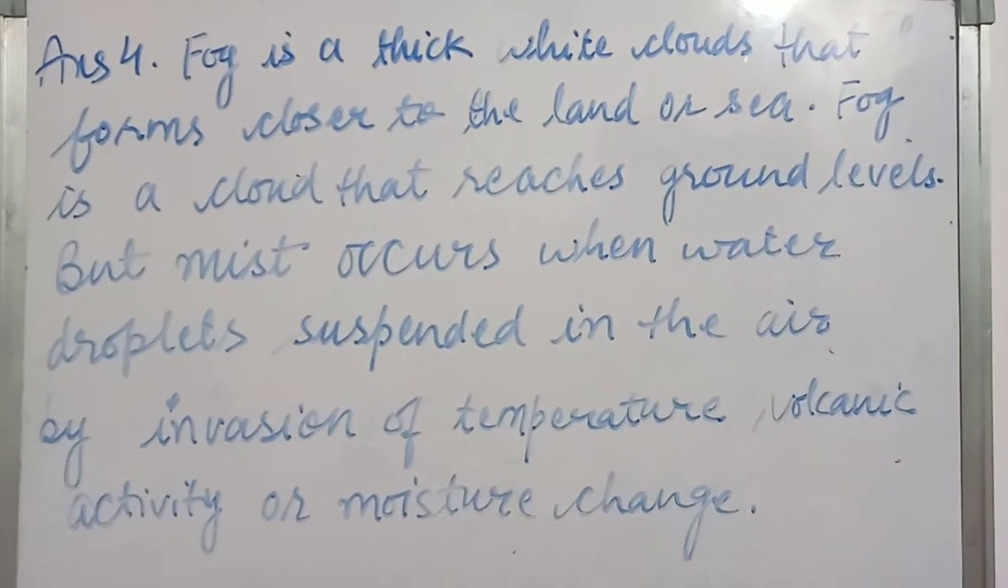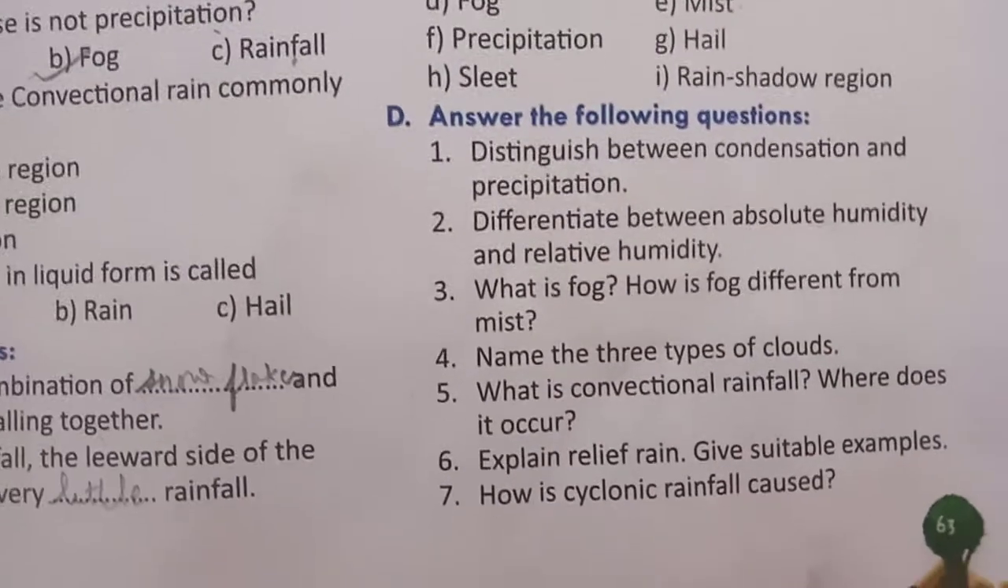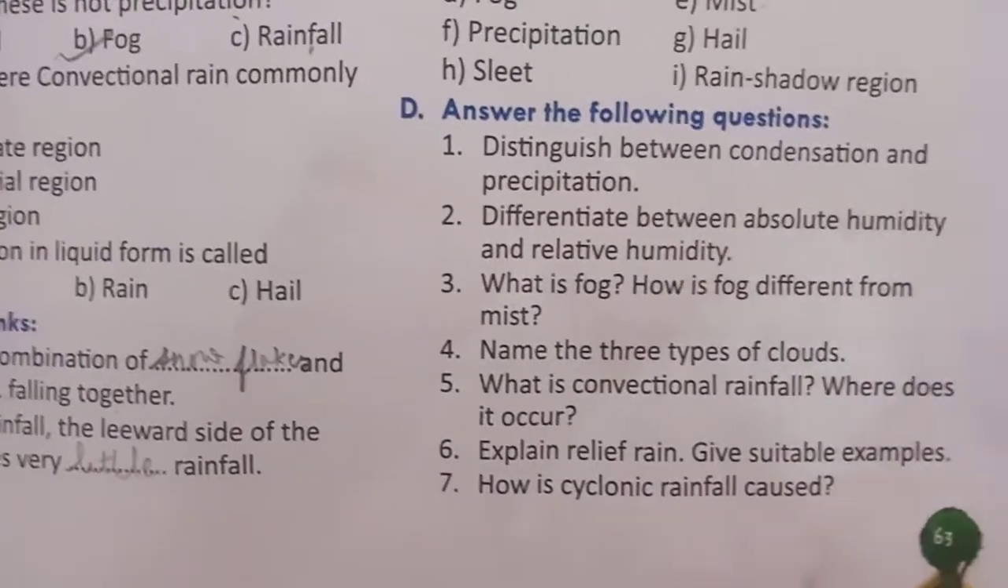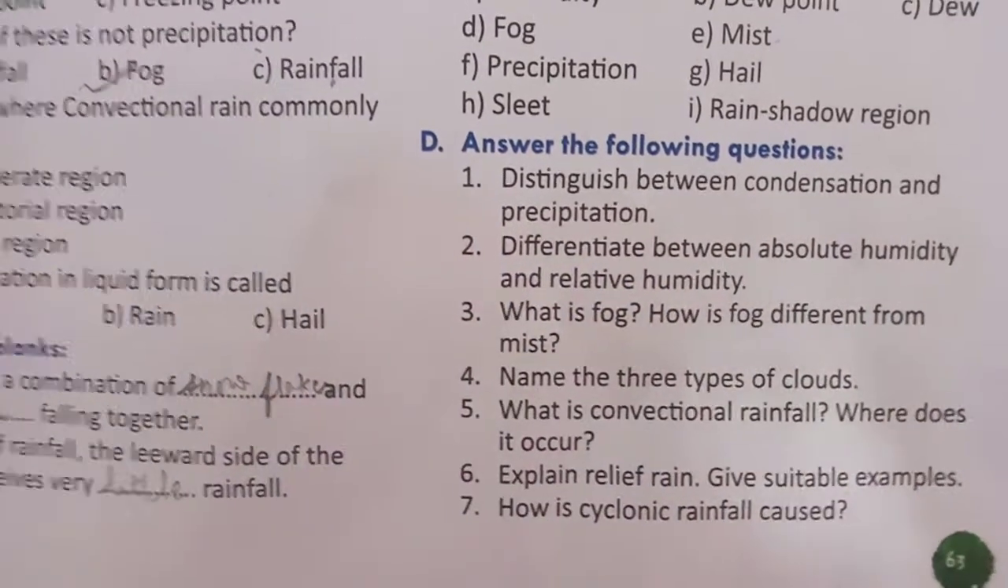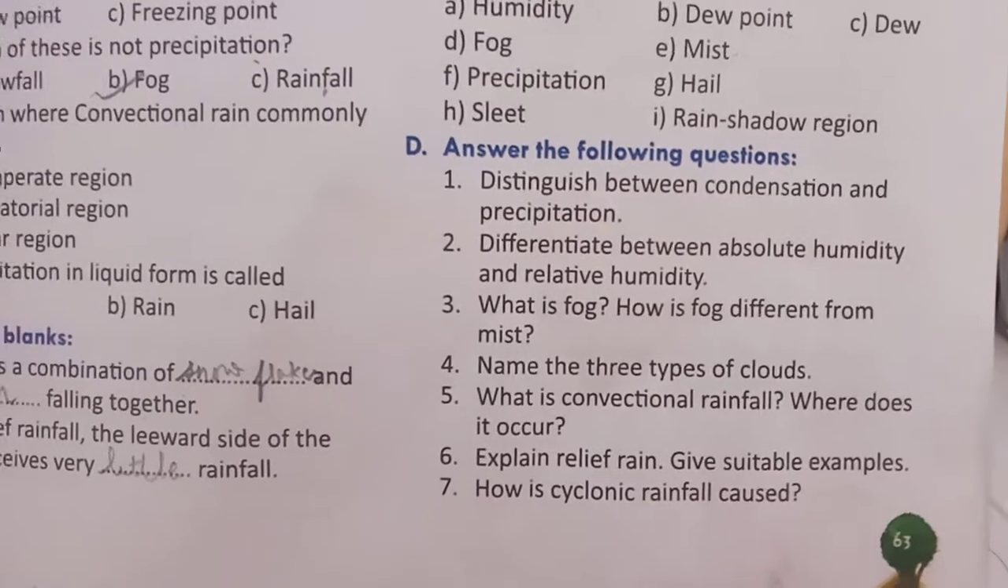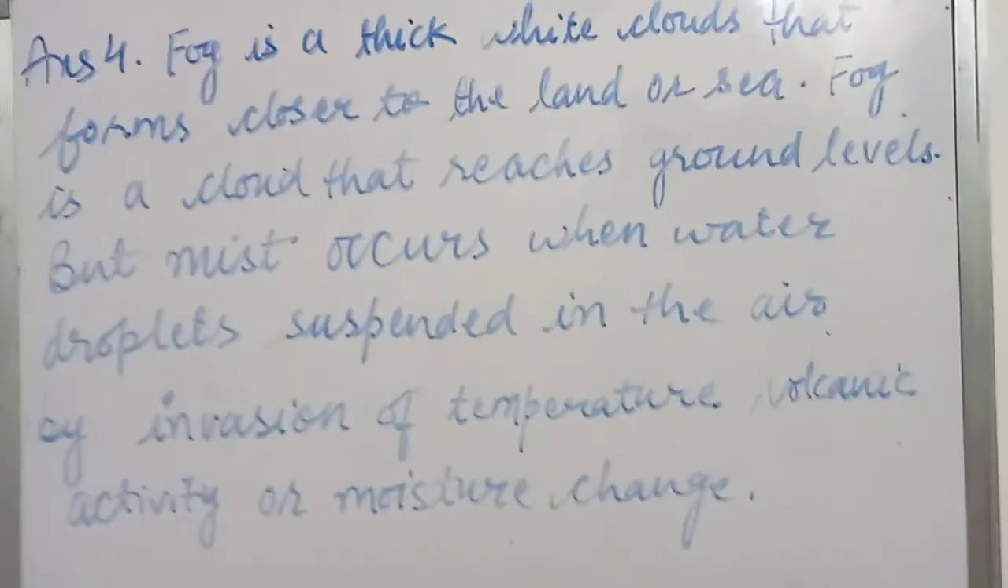This is the answer of 4. Okay, students, I'm really sorry I didn't tell you the question. Which question is that? Question number 3: What is fog and how is fog different from the mist? We have already done question 4 as the series of number 3. But you will write question 4, what is fog, series number you will write only, and how is fog different from the mist, and the answer is there. This one is the answer.